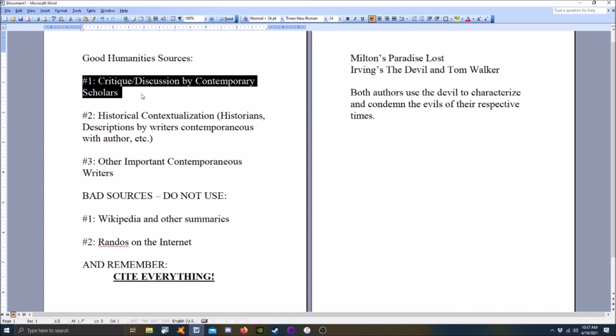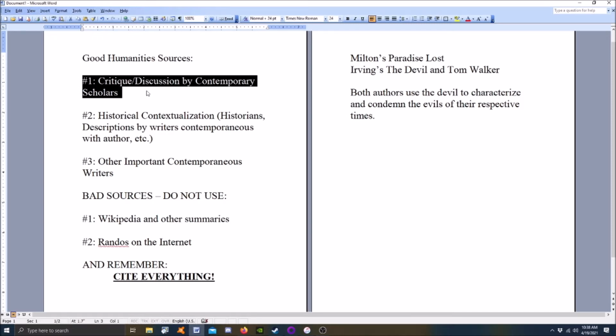These are all works that are very richly discussed by the literary community, and you shouldn't have any problem finding articles or books or whatever to support the research process here. But that's not the only kind of source that you can use.